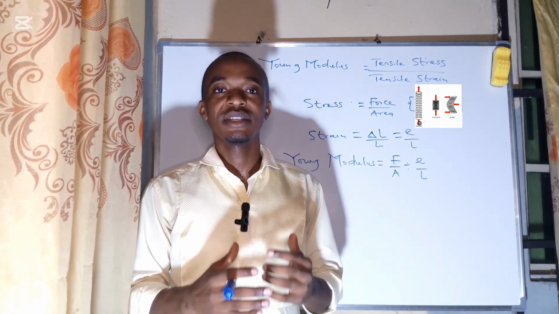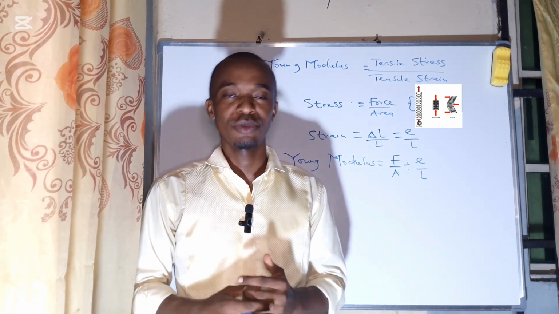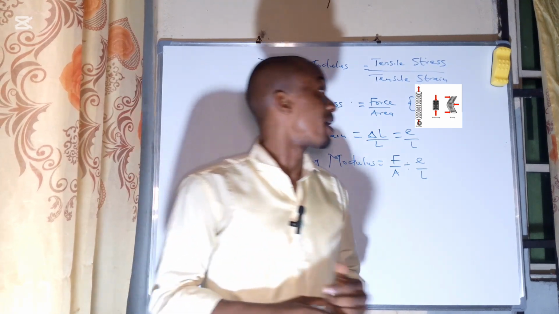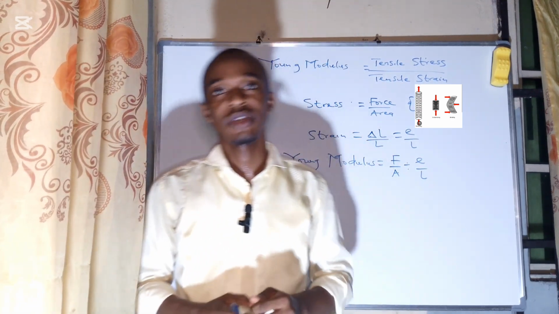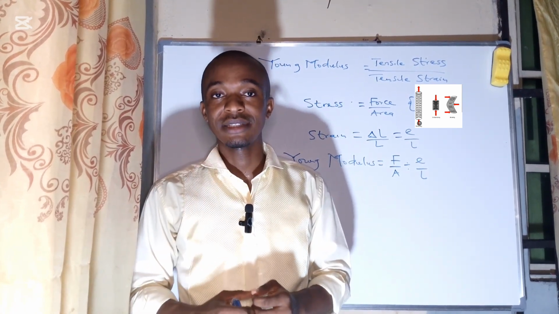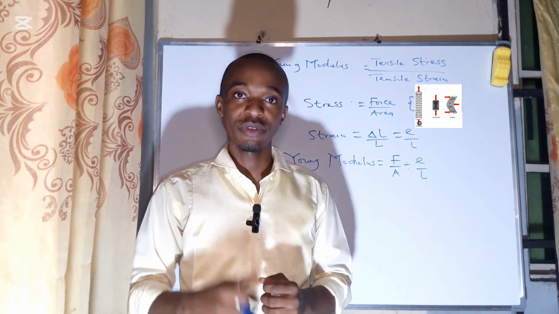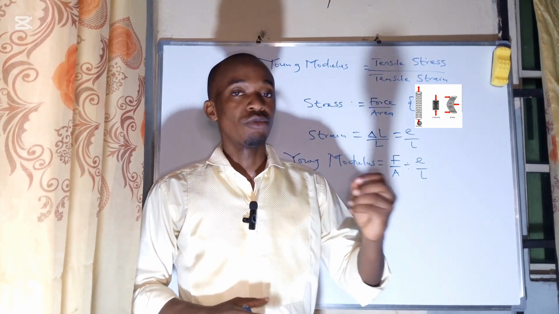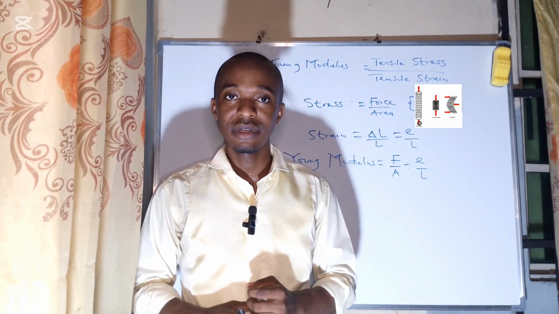Which material is very rigid and which material is very flexible? How do you know that? You can only know that by calculating the Young modulus of that material. Let me make it easier. Diamond has a high Young modulus or modulus of elasticity. Rubber has a low modulus of elasticity.